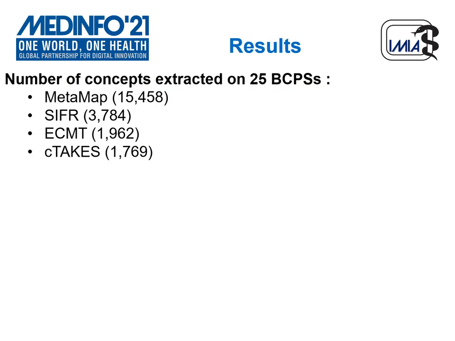So as a result, MetaMap was the system that extracted the most concepts, a lot above the other systems, with nearly 16,000 concepts extracted on 25 breast cancer patient summaries. It was followed by Cypher with nearly 4,000 concepts extracted, and ECMT with half of Cypher. And finally, cTAKES was the system that extracted the least number of concepts.